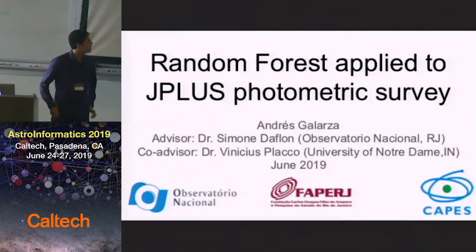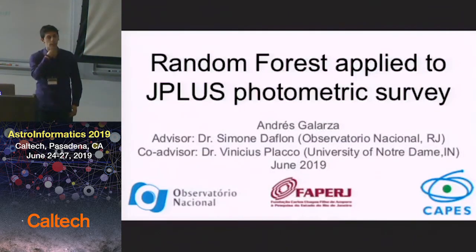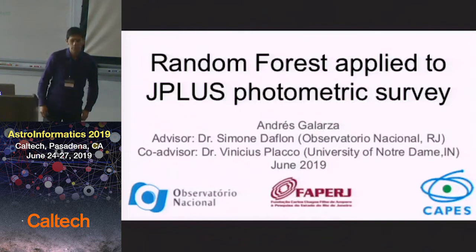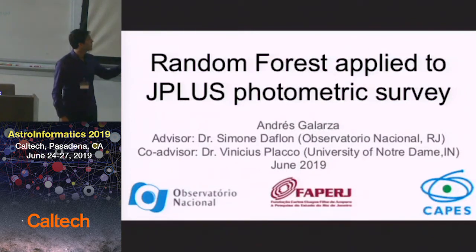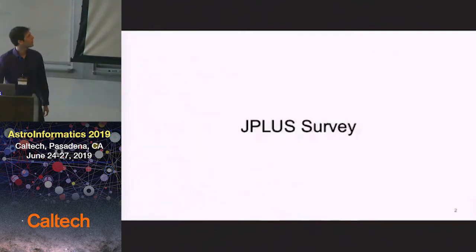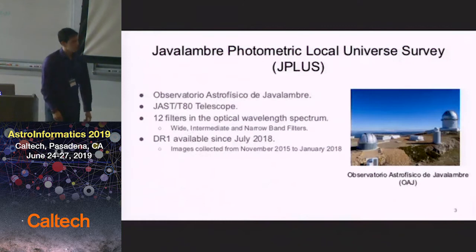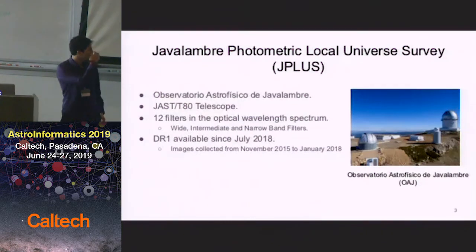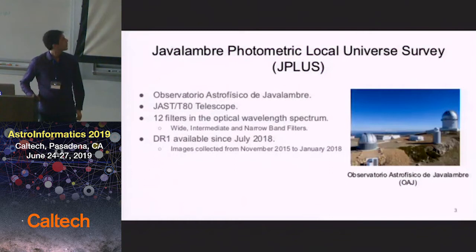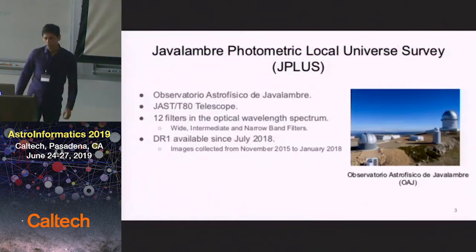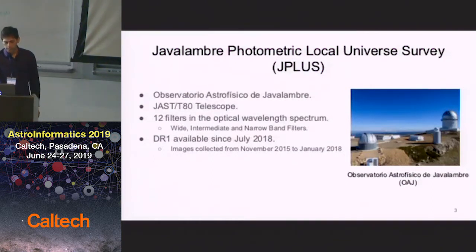In this talk, I will present the preliminary results of one of the projects I'm working on in my PhD, which is applying random forest to this photometric survey called JPLUS. So what is JPLUS? JPLUS is a photometric survey located in Spain. It's carried out with an 80 centimeter telescope. And we have a first data release available since last year.